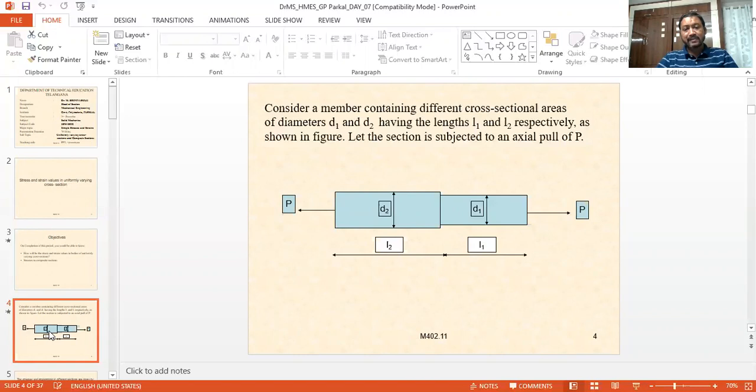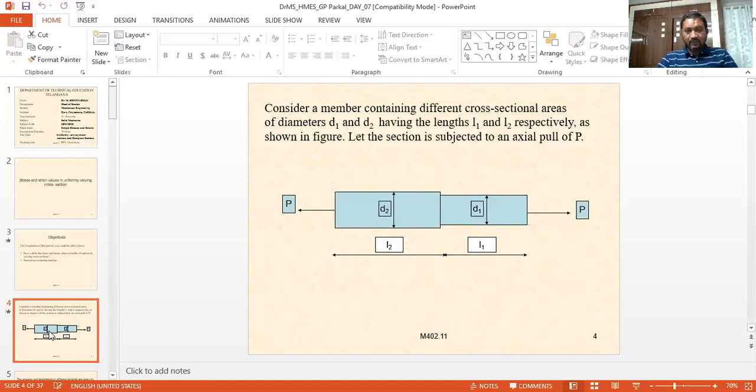a bar is made up of two sections, section 1 and section 2. Section 1 has a diameter d1 over a length of l1 and section 2 has a diameter d2 over a length of l2. The total length of the bar is l1 plus l2, which is l, whereas it has the two diameters d1 and d2, and accordingly the area also will vary from section 1 to section 2. So this bar is called a uniformly varying cross section.